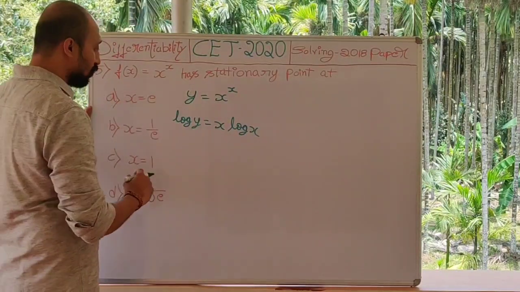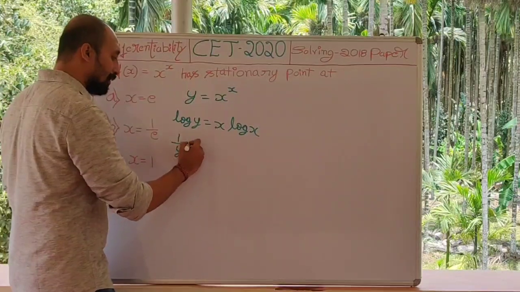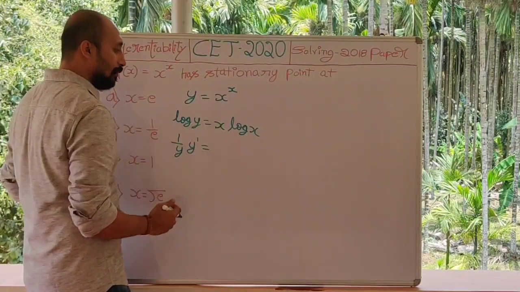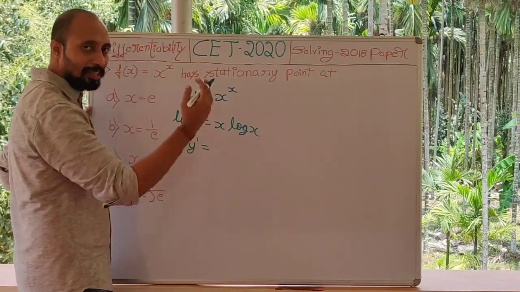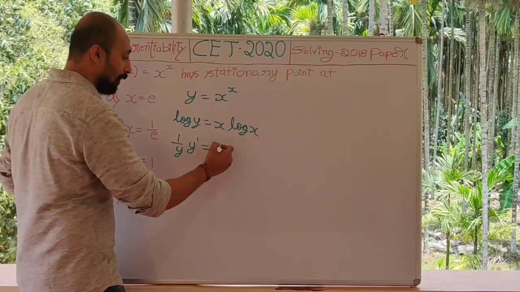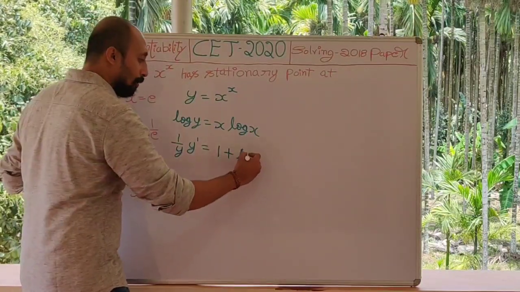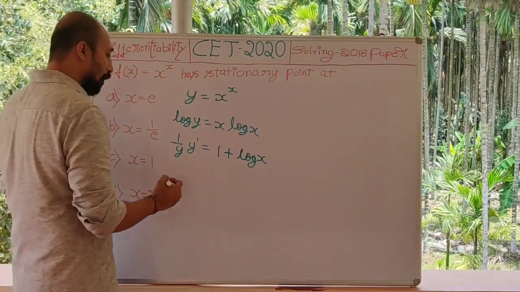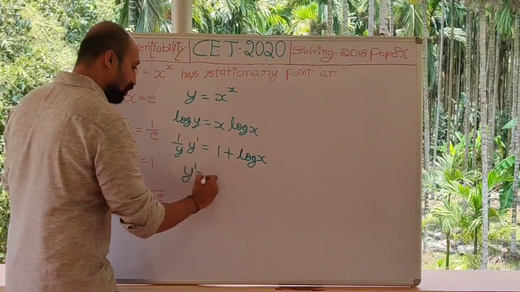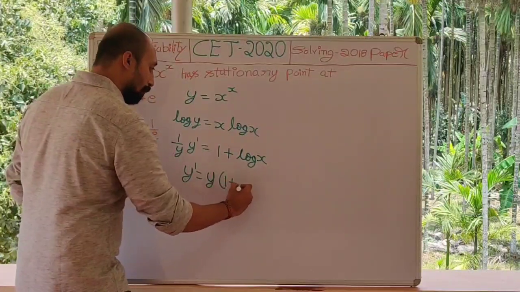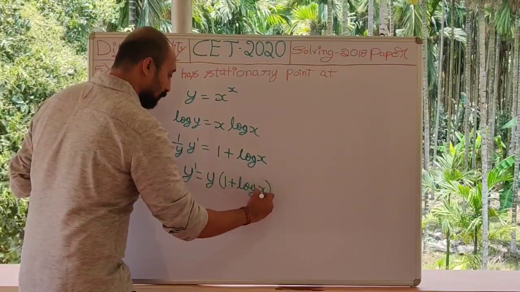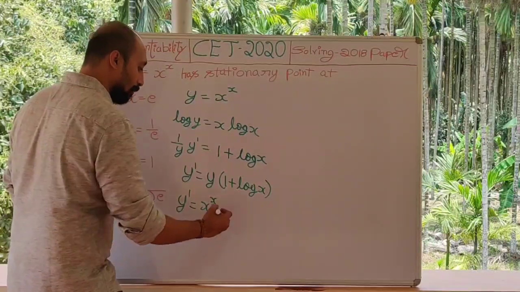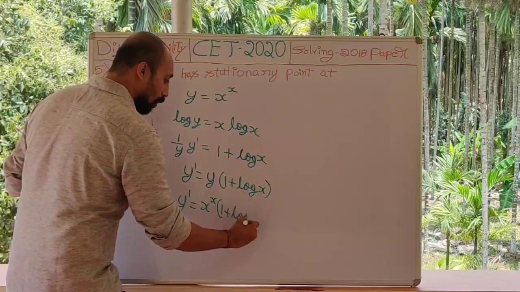When I do the differentiation, log y is 1 by y, y's differentiation is y dash, and in the product rule, x I will keep like that only. Differentiation of log x is 1 by x, x and x will get cancelled, I will get 1, plus log x I am keeping like that only. Differentiation of x is 1. Now, what I get is y dash is equal to y into 1 plus log x. So finally, I get y dash is equal to x to the power of x into 1 plus log x.